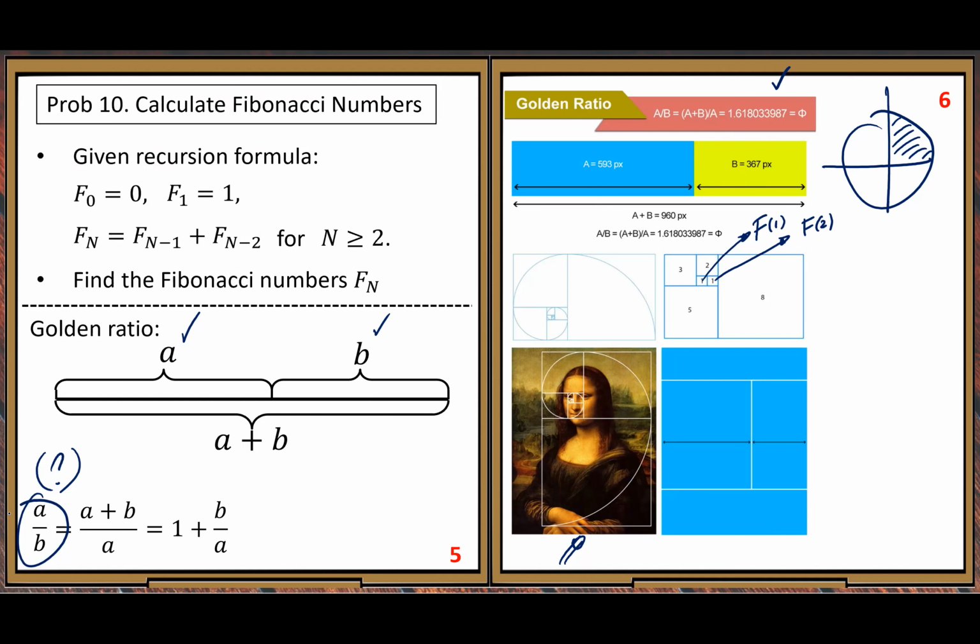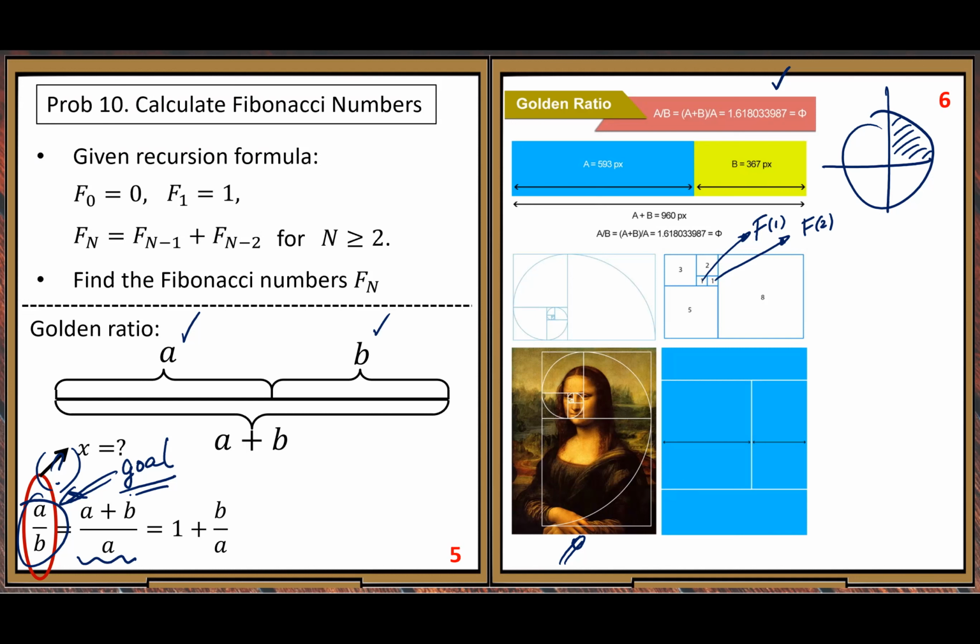What's the ratio A over B? After we simplify this A plus B over A, we get the expression 1 plus B over A. So our goal is to find this A over B ratio. How to do it? We make this ratio, this fraction, a variable X. Then we find this X.